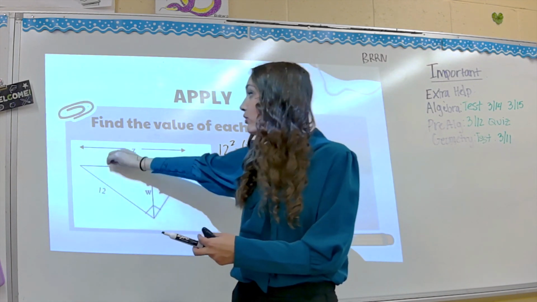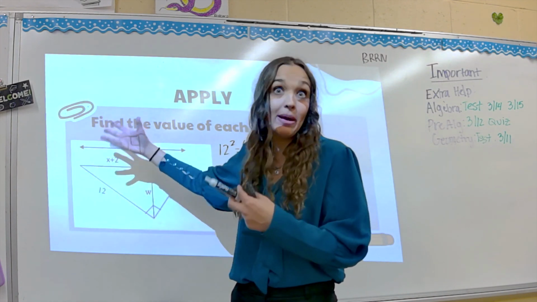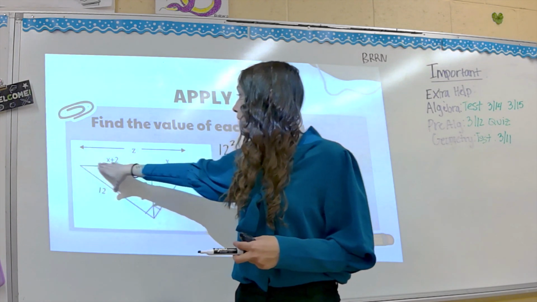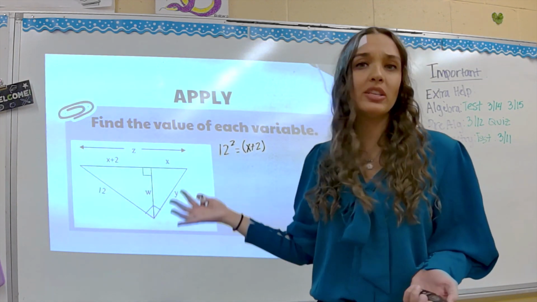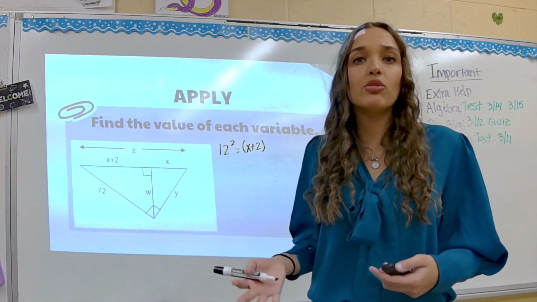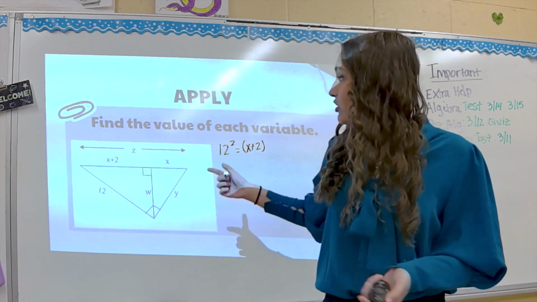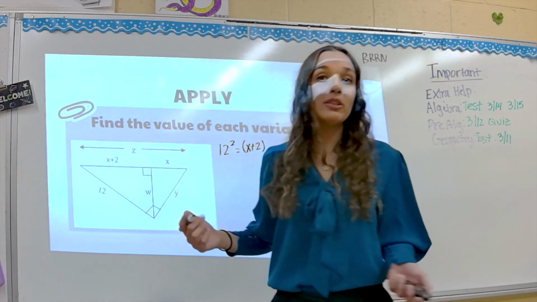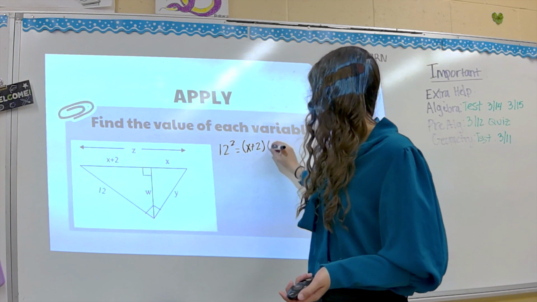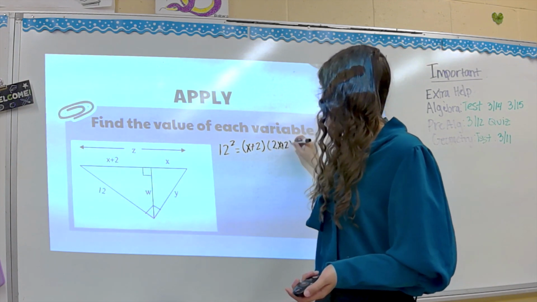So we took the part of the hypotenuse that's closest, and we're going to multiply it by the whole entire hypotenuse. Well, our whole hypotenuse here is z, but that's not going to help me because those are two different variables, right? So I'm going to actually just add these two. It's going to be x plus 2 plus x, which gives me 2x plus 2. So I'm going to multiply it by 2x plus 2.